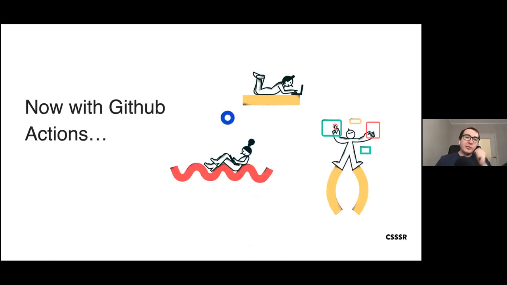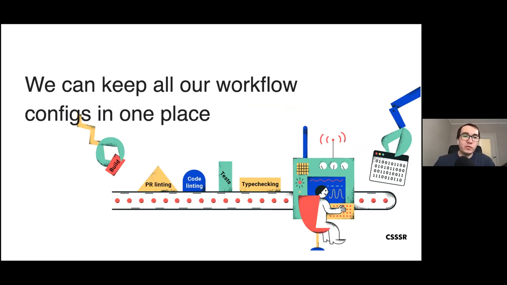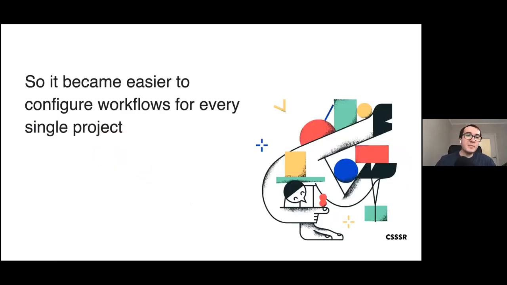Now with GitHub Actions, we can keep all our workflow configs in one place. And following the documentation as code concept became easier because we have all configuration files, settings, and special utils for automations in one particular place, and we completely control it right now. Our teams control them and can rewrite them without asking somebody to do it. It became easier to configure workflows for every single project because every single team can now control all their automations on their own.